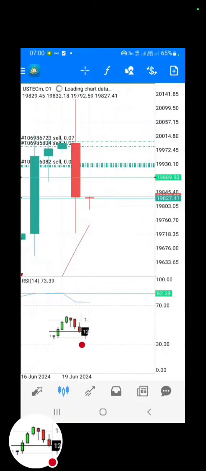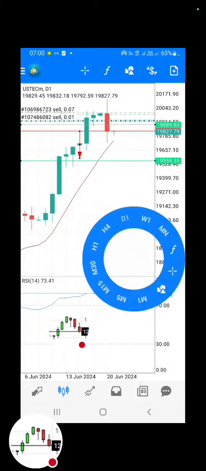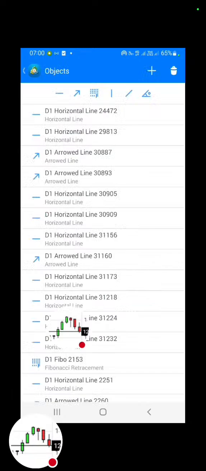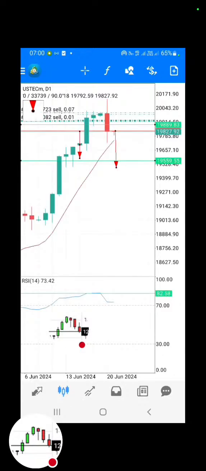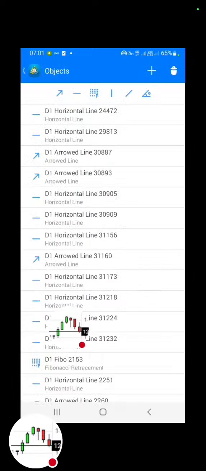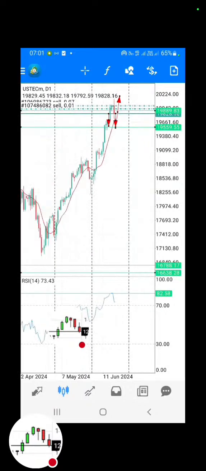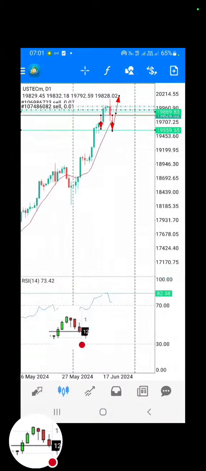Let's check again. This is where the market will reach after selling, because we are seeing sellers in control right now. So the market will try to reach at least this level, guys. After reaching that level, the market will reverse and go back up. That is what is going to happen. We will retest the level.